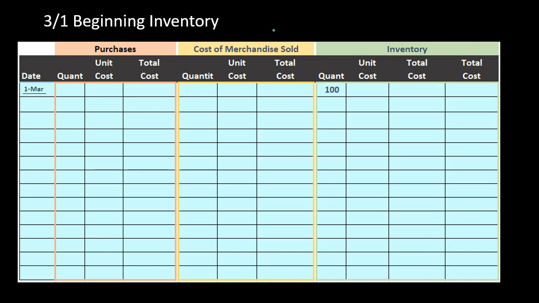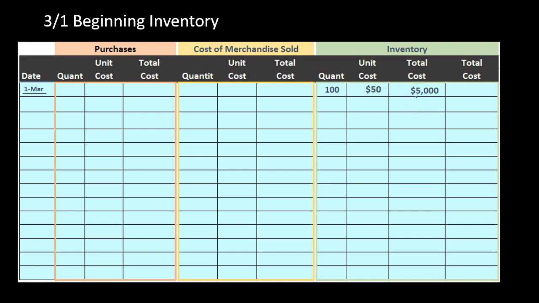So we had 100 units. We're just going to put them in the ending inventory. They're not being purchased at this time. They were purchased sometime before this month, sometime before March. And then we're going to have the unit cost. We're going to say the first inventory we had cost $50. And if we multiply 100 times the 50, we get the 5,000.